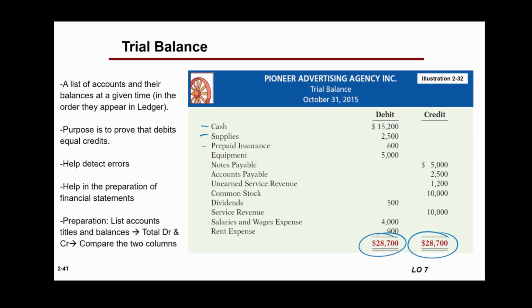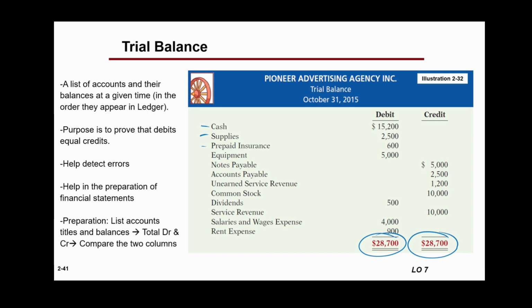If they are not, that means you made a mistake, and then you can go back and fix it. So let's say by mistake, instead of putting equipment under the debit, you put it here under credit. The numbers will not be equal. So this would tell you that something happened here, try and fix it. We'll talk about that in a second.